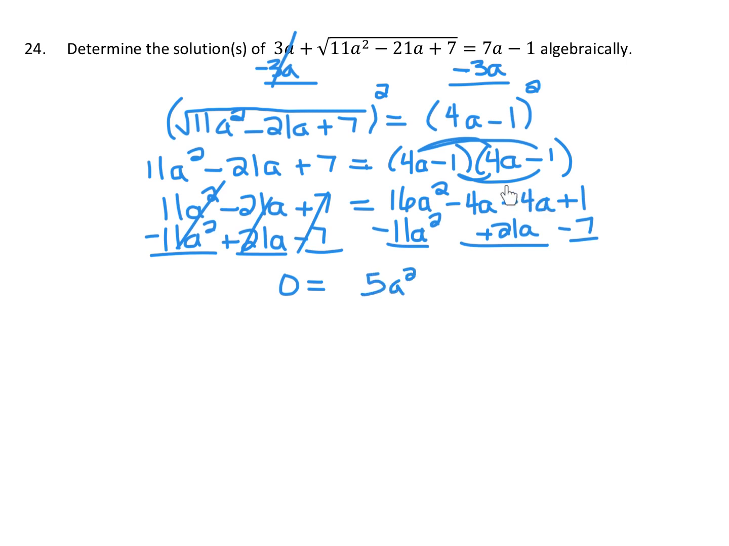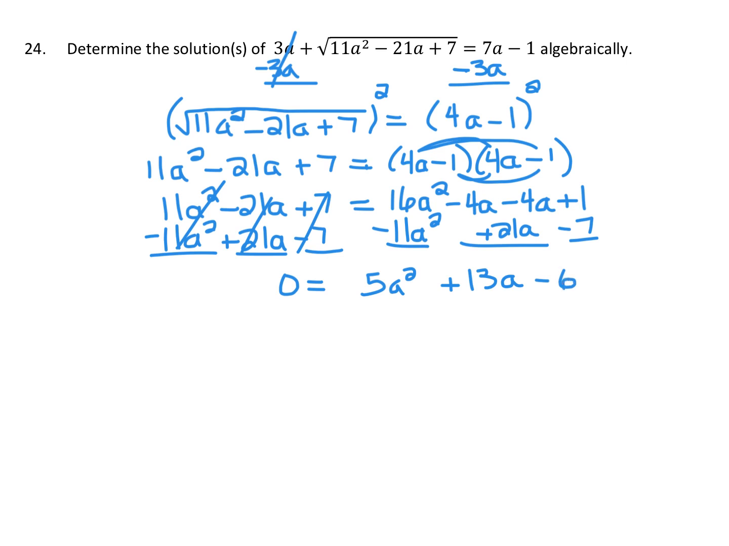And then we have to combine all 3 of these a's. So negative 4a, and positive 21a. So negative 8a plus 21a would be positive 13a. And then finally at the end here, the 1 minus 7 is just negative 6.